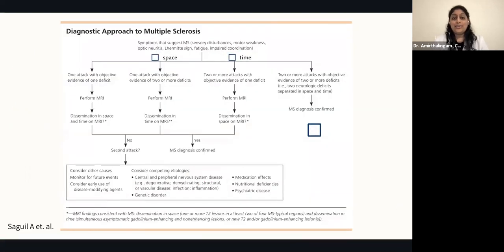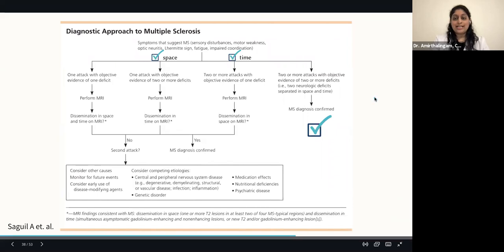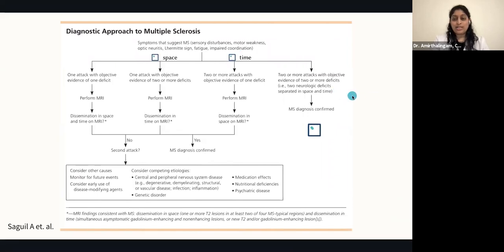This is a diagnostic approach that I've obtained from the American Academy of Family Physicians, and I found this to be a nice flowchart, a quick and easy way to help aid when we should go with an MRI. So we know the criteria. We need 2 or more attacks with objective evidence of 2 or more deficits. Basically, what this means is 2 neurological deficits separated in space and time. If we have this, the diagnosis is confirmed.